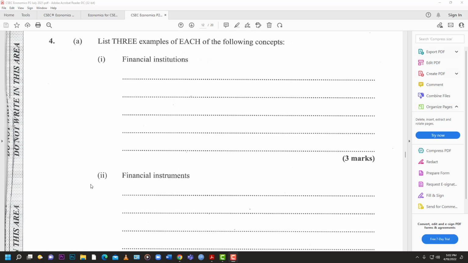Welcome back to Learn SKN, and today we're going to continue looking at the July 2021 Econ Paper 2. We would have completed questions 1, 2, and 3 already, and so today we are looking at question 4.